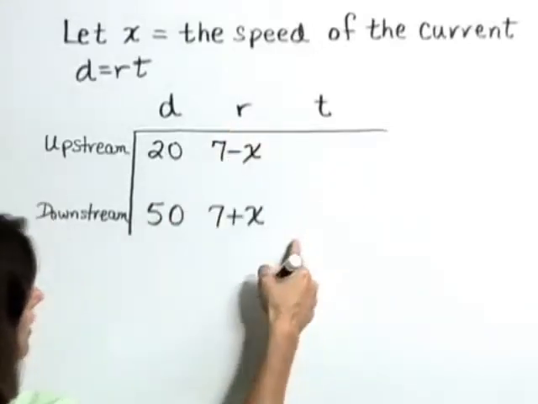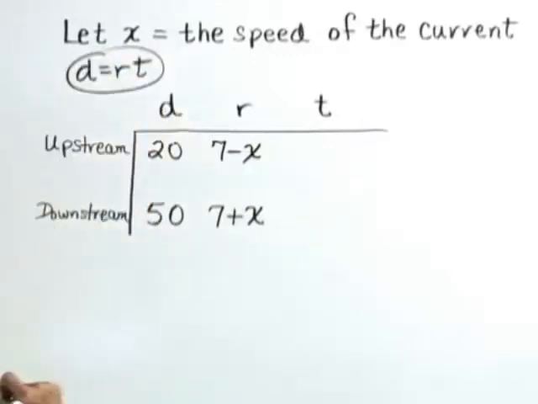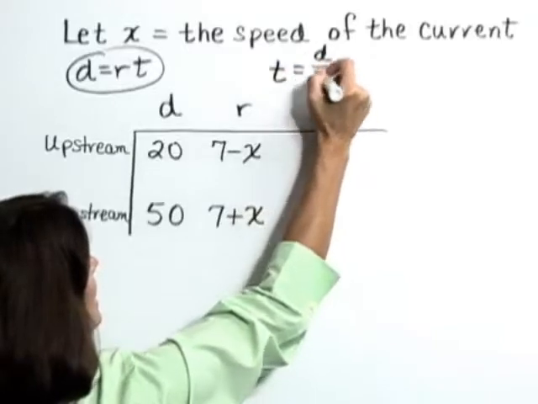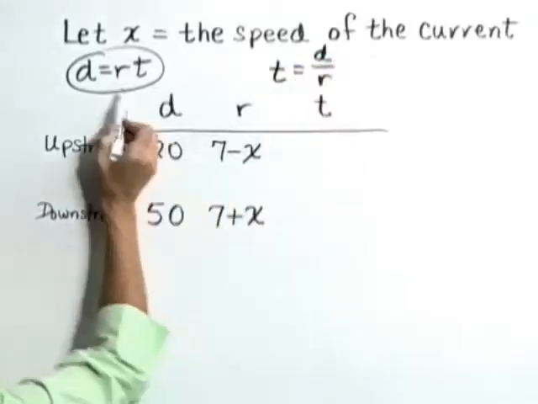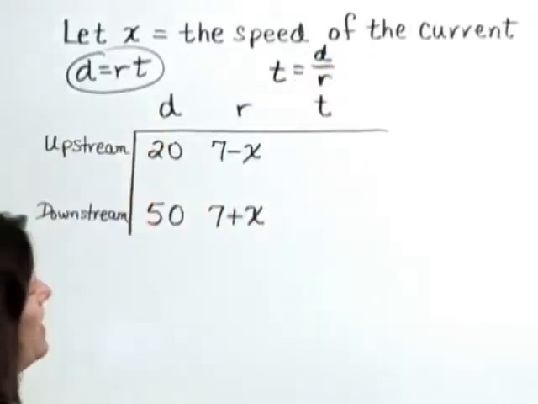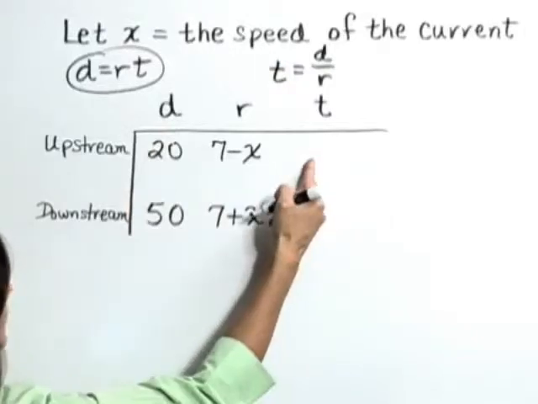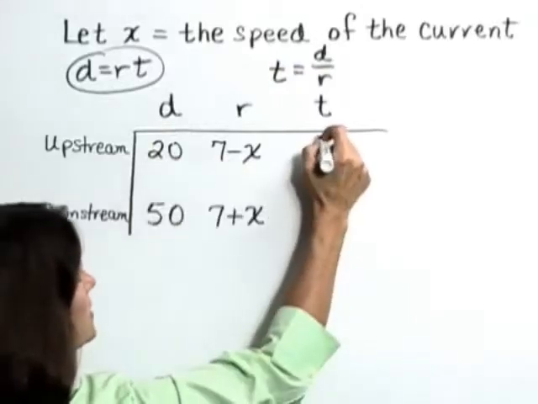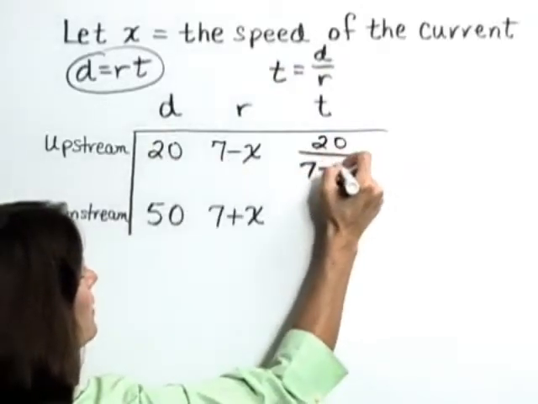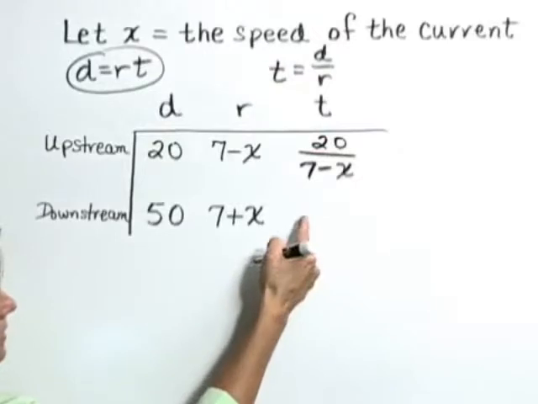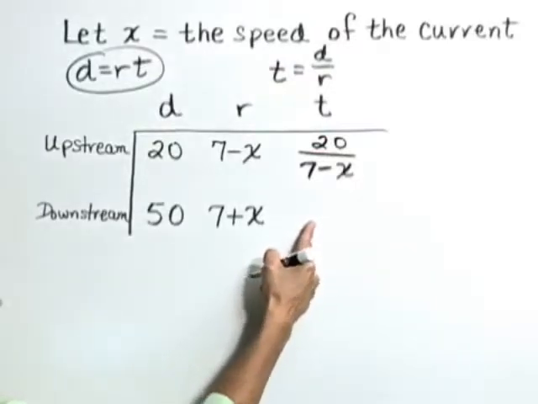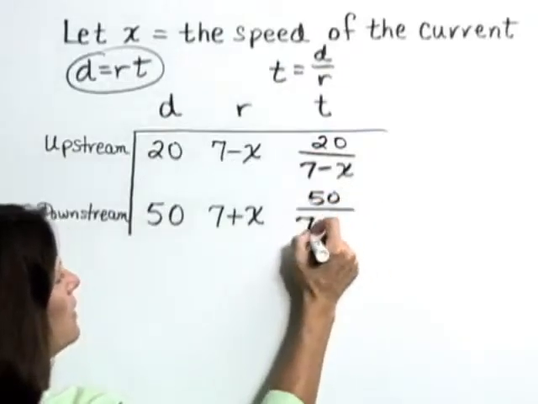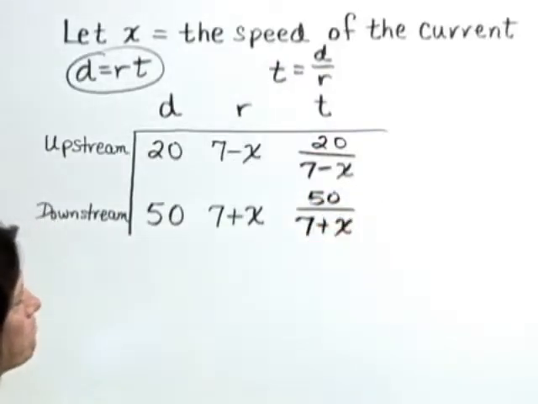Now, to complete the last column, we're going to use this equation, d = rt, however in the form of time is equal to distance over rate. So divide this equation by r to get that. Now, the time that it takes this boat to travel upstream then is its distance divided by its rate, 20 over 7 minus x. And the time it takes the boat to travel downstream is that distance over rate, or 50 divided by 7 plus x.